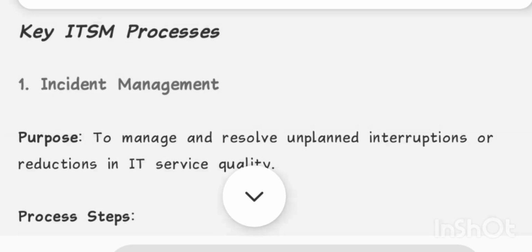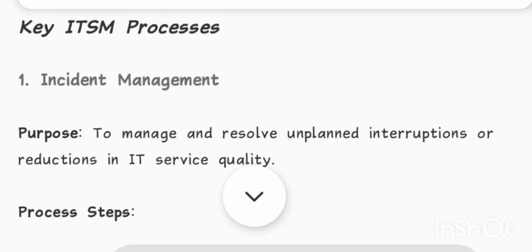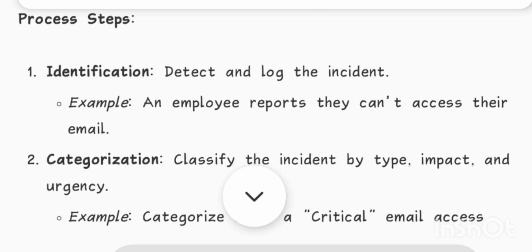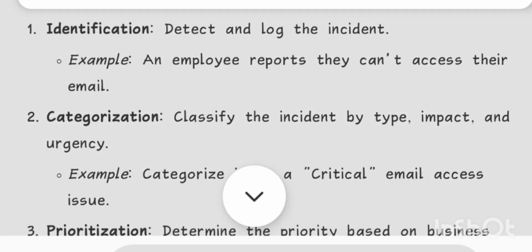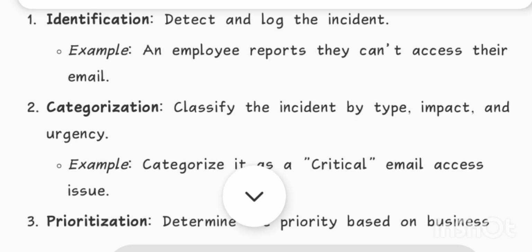Key ITSM processes. 1. Incident management. Purpose: to manage and resolve unplanned interruptions or reductions in IT service quality. Process steps. 1. Identification: detect and log the incident. Example: an employee reports they can't access their email.